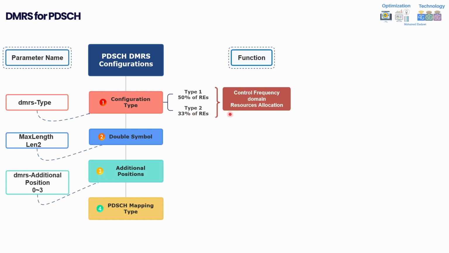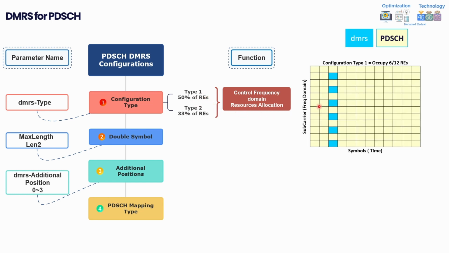So now let's try to visualize what exactly this means, what we have just spoken about. Speaking about configuration type 1 as an example, this is a resource block. These are the symbols and these are the subcarriers in the symbols. So we have 14 symbols and here we have 12 subcarriers. As you can see, for example, the DMRS for the PDSCH is located in symbol number 2, that is 0, 1, 2. And as you can see, it is allocated every second subcarrier. So it is consuming 6 out of 12 subcarriers, which means it is using around 50% of the resource elements.